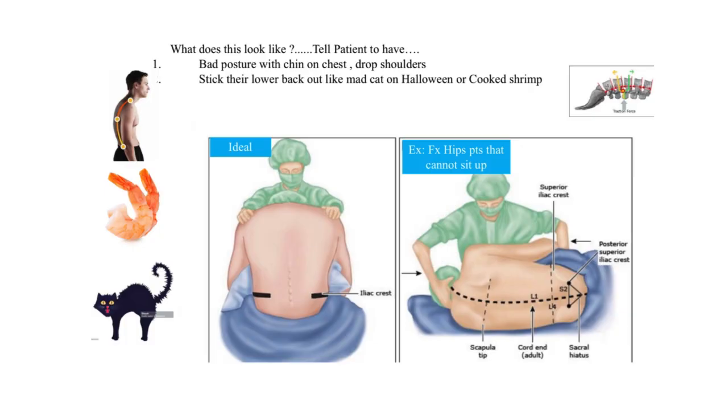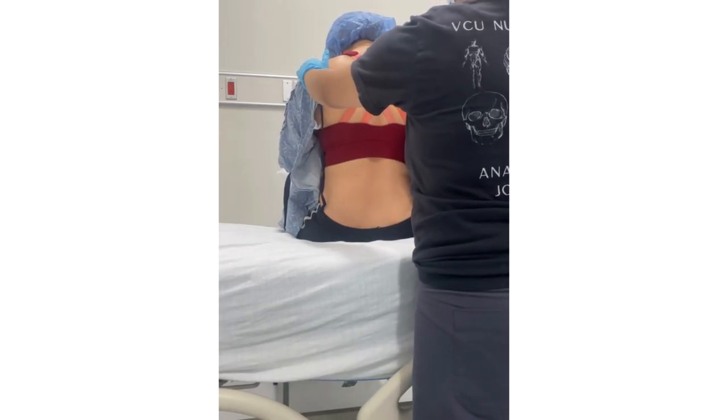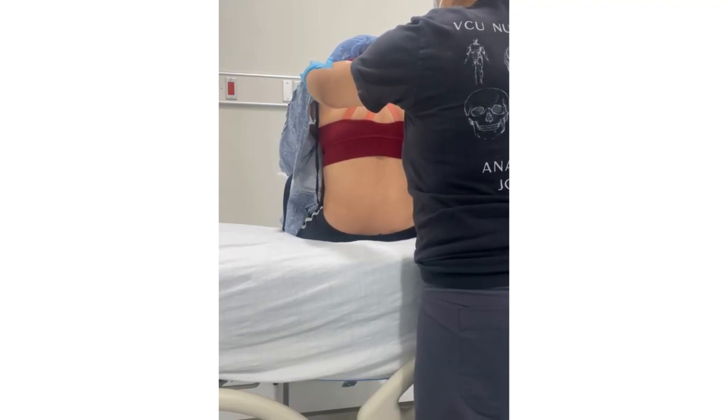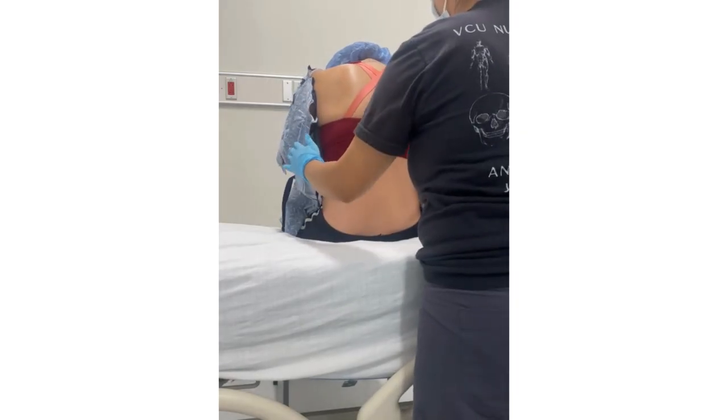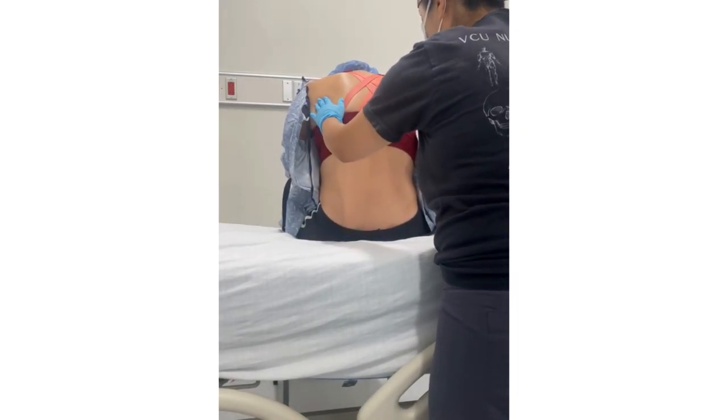Proceed with timeout. Then instruct the patient to put their chin to chest, relax their shoulders, hug the pillow in front of them, and arch their back while leaning forward. Once the patient is properly positioned, begin palpating for anatomical landmarks.